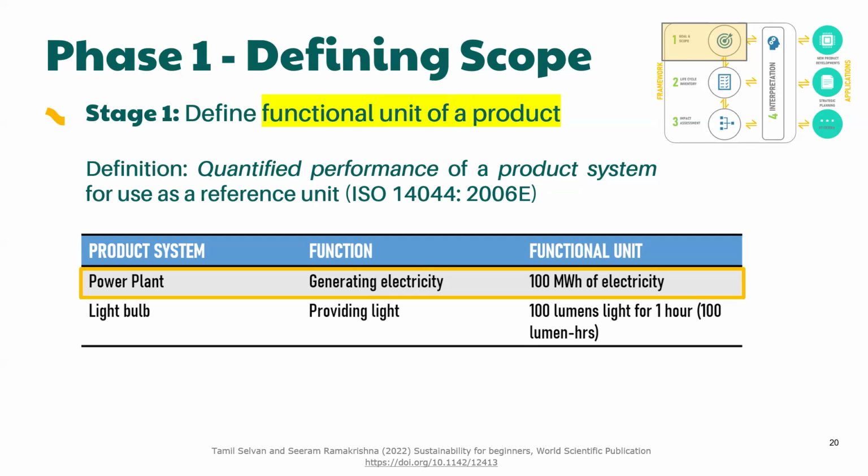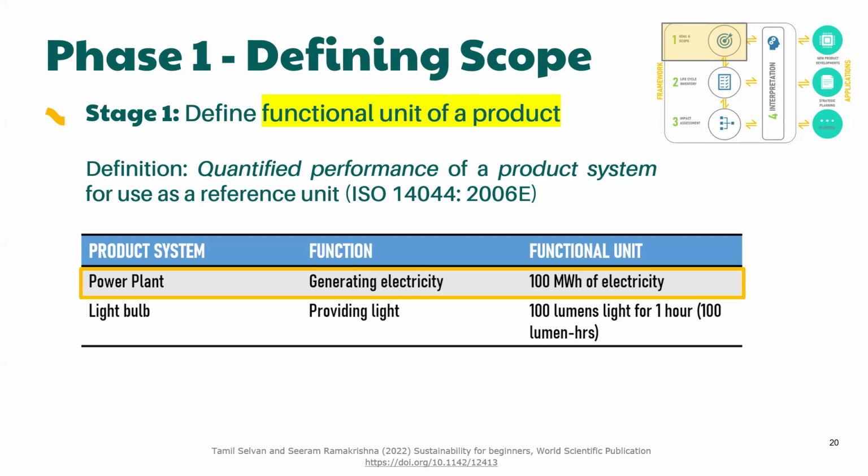In our example, the function of the power plant is to generate electricity, and we need to establish the functional unit of our product system. For instance, in this study, we have considered a coal-fired power station that generates 100 megawatt hour of electricity, and this is our functional unit. So you have to precisely map out a product system, the function of your product system, and the functional unit of the product system. This is stage 1.